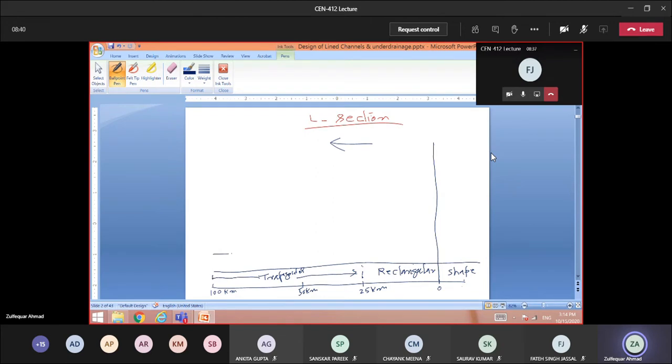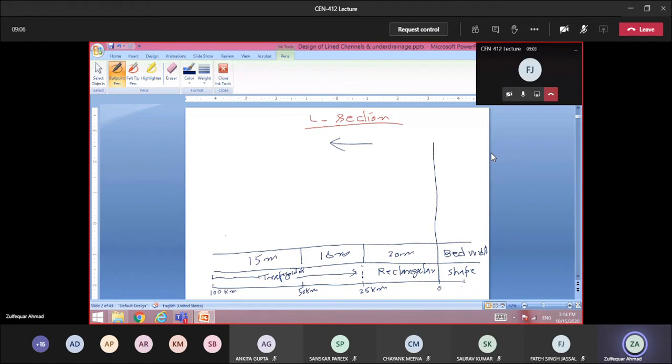Then there may be another parameter here: what is the bed width? Bed width of the channel, right? So here, let us say up to this you have the bed width, in this case, let us say 20 meter. Here the bed width up to this, let us say you have 18 meter. Here the bed width you have 15 meter.